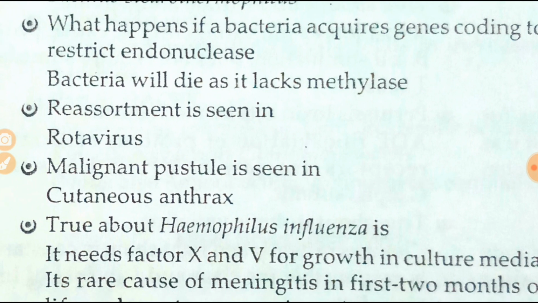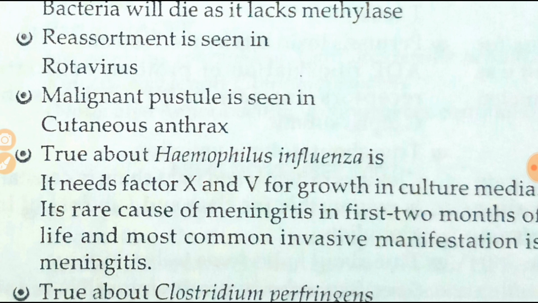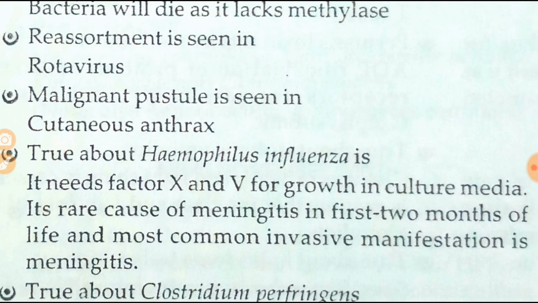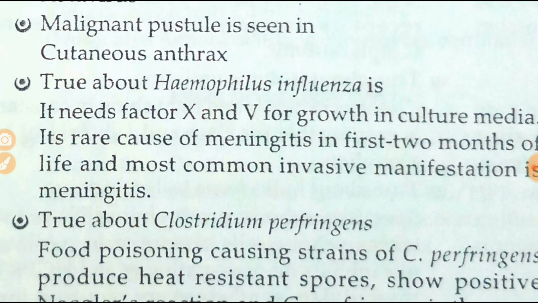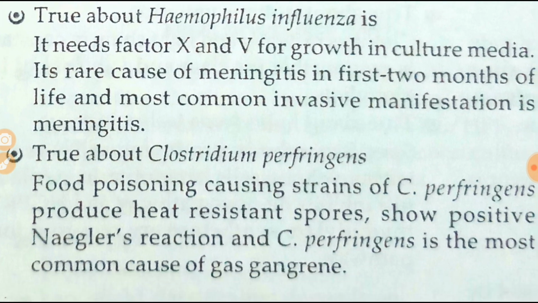True about Haemophilus influenzae: it needs factors X and V for growth in culture media. It is a rare cause of meningitis in the first 2 months of life, and the most common invasive manifestation is meningitis. True about Clostridium perfringens: the food poisoning causing strain produces heat resistant spores, positive Nagler reaction, and it is the most common cause of gas gangrene.